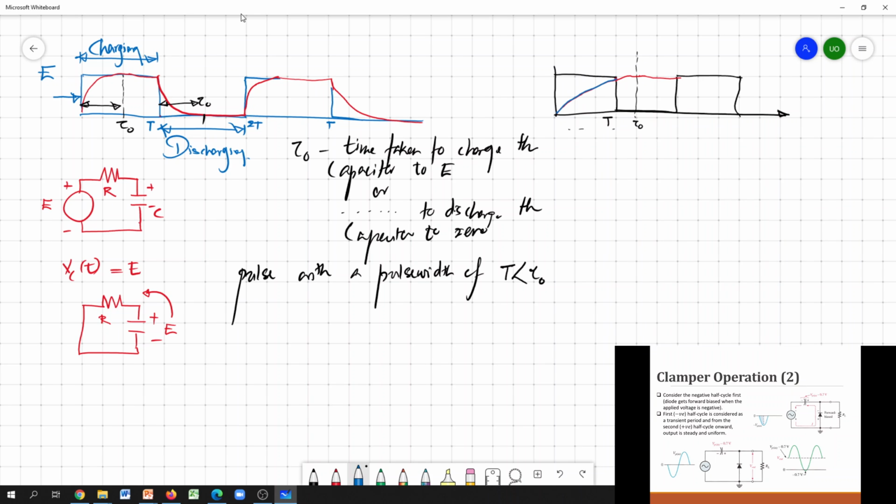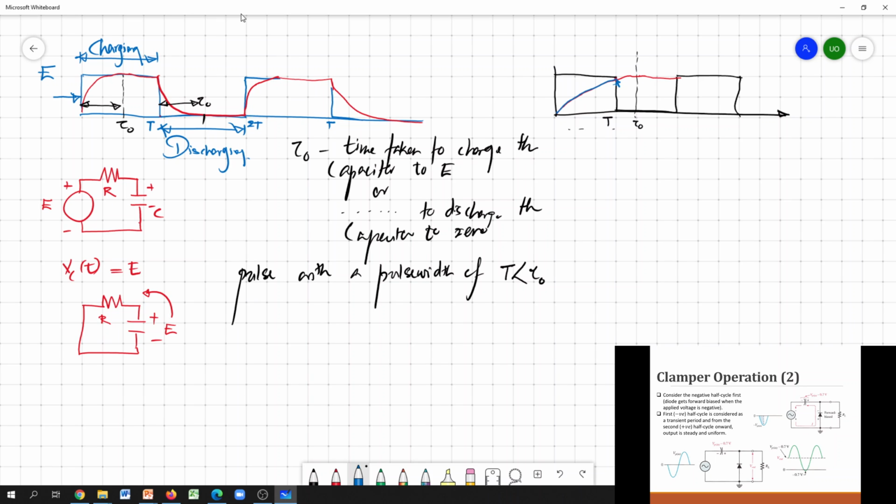So if we maintain a pulse width of T which equals tau naught, it basically charges up to E. So if you switch the source beforehand, when this capital T is less than tau naught, then this capacitor cannot charge up to E, but is charged to a level which is less than E.